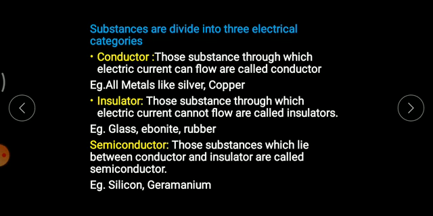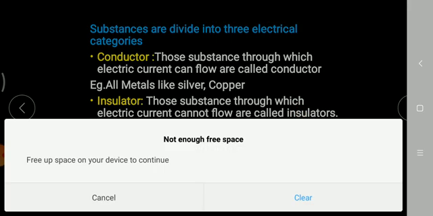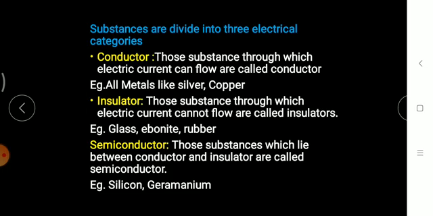Now all substances we deal with electrically are divided into three categories: conductors, insulators and semiconductors. Conductors are those substances which allow the flow of electric current. All metals are conductors, like silver and copper, since charges can flow in these elements. Insulators are those substances which do not allow the flow of current, like glass, ebonite rod and rubber. These are certain insulators.